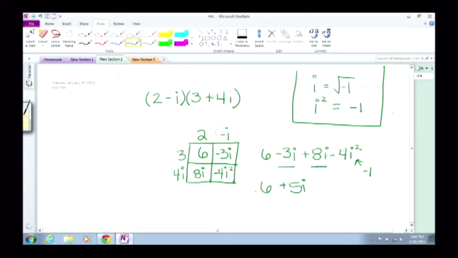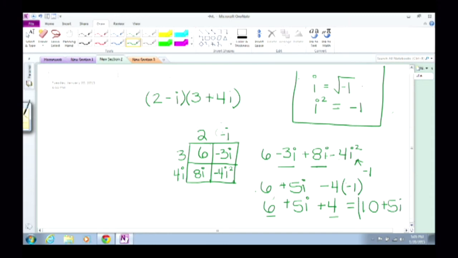And so the way that we would simplify -4i squared is -4 times -1. I'm just going to be simplifying from here. So I have -4 times -1, that gives me +4. And then we see some like terms again, the 6 and the 4. So lastly, we can put those two together, and this is as simple as I can get.